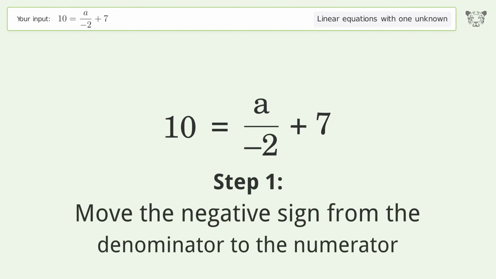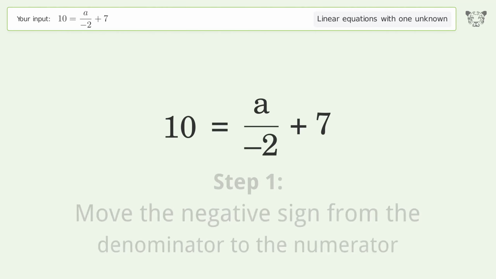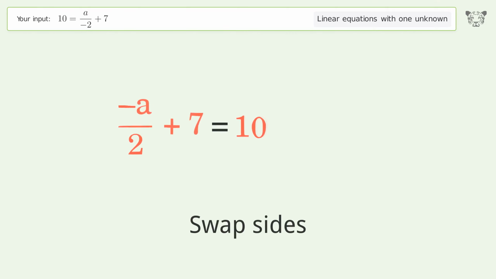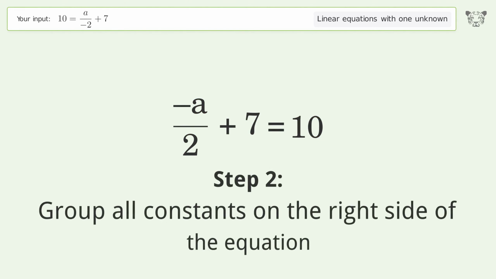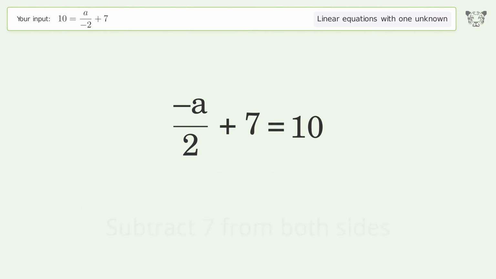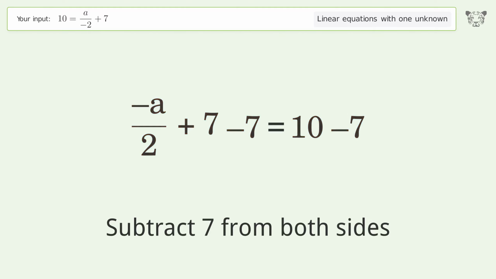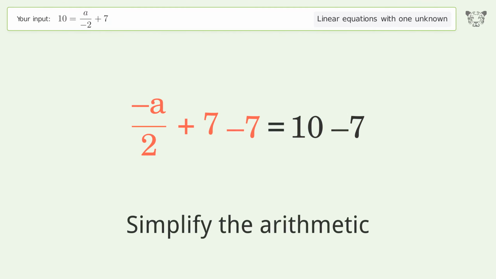Move the negative sign from the denominator to the numerator. Swap sides. Group all constants on the right side of the equation. Subtract 7 from both sides. Simplify the arithmetic.